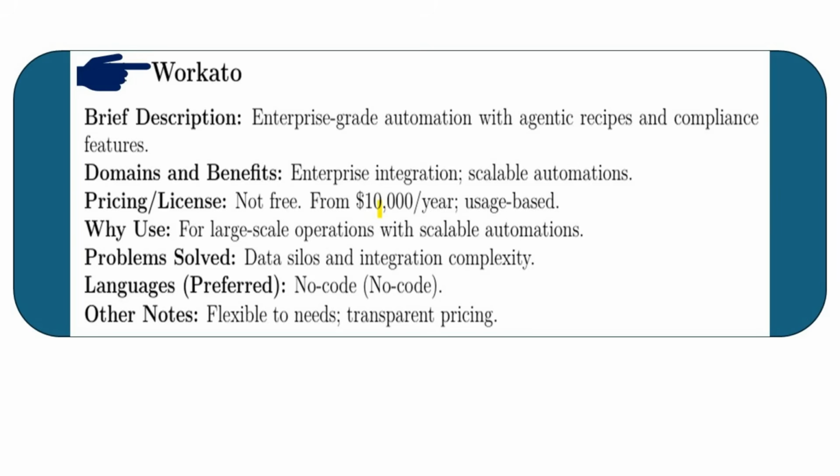Workato: enterprise-grade automation with agentic recipes and compliance features. The area of domain is enterprise integration, and the benefit is scalable automation. The pricing and license: not free, from $1,000 per year, usage based. Why use it? For large-scale operations with scalable automations. The problem solved is data silos and integration complexities. The preferred language is no code, and other notes: flexible to needs, transparent pricing.